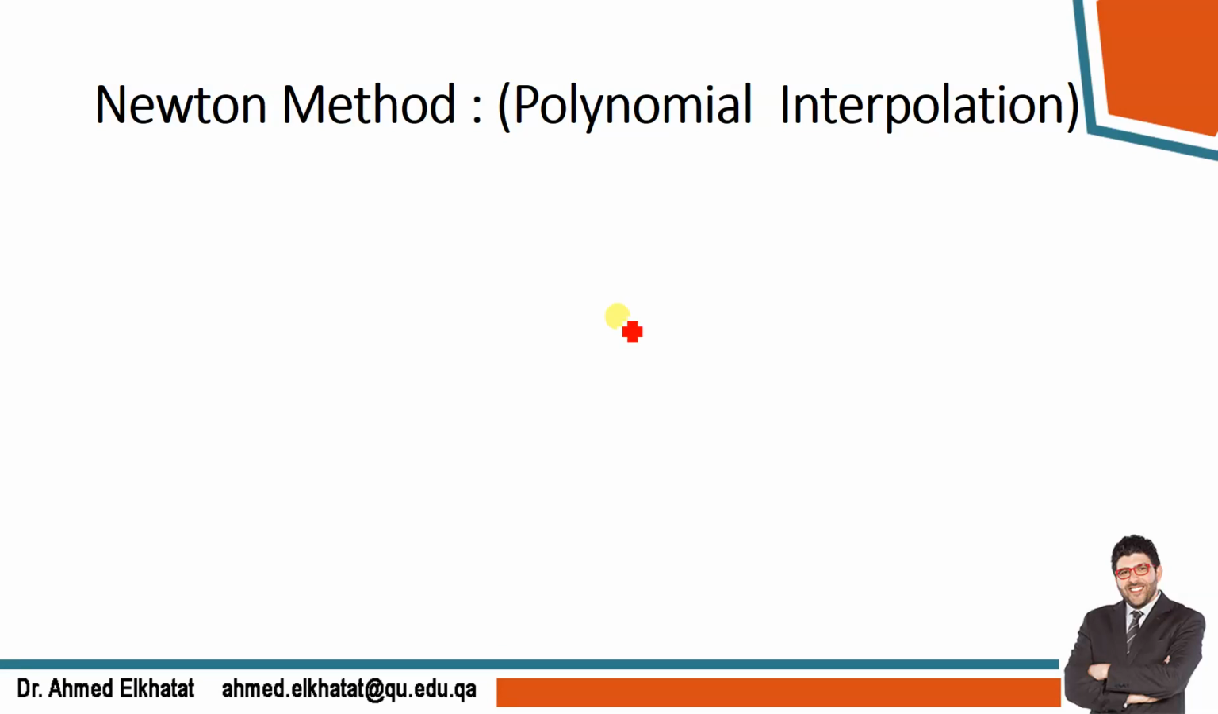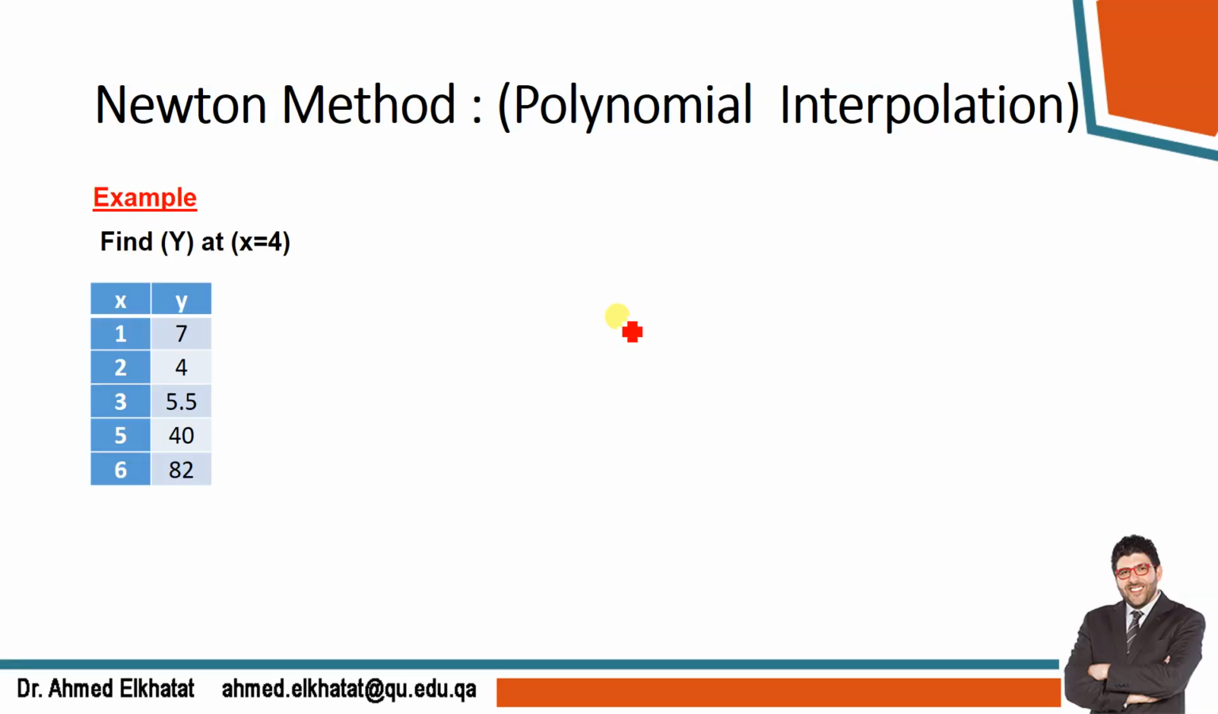So let's take an example. Now find y at x. I have a set of data where x is given and y is given, and I want to interpolate the value of y at x = 4. The first important step is to find which data is close.